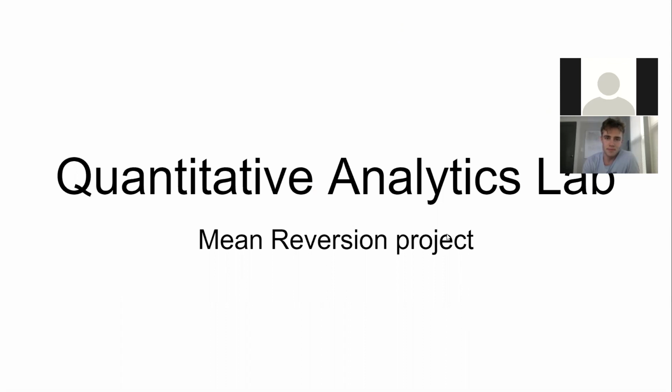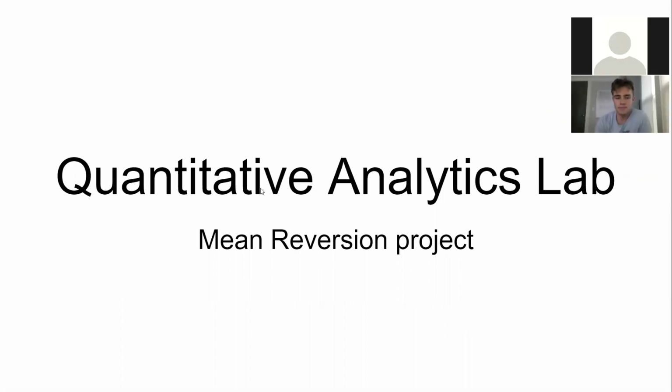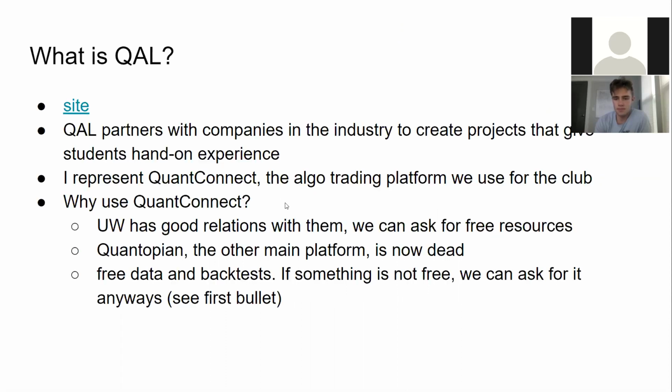So let's just go over what it is. This project is through the quantitative analytics lab, and we're gonna do a project based on mean reversion. So what is QAL? It's basically an organization that partners with companies in the industry to create projects so students can get hands-on experience. And I represent QuantConnect, which is the algo trading platform we use. And here are some reasons why we should use QuantConnect. It's all free.